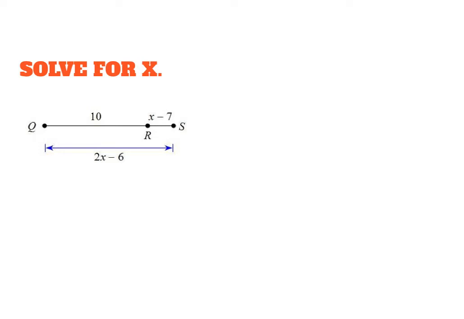So here I have that my line segment QR is 10, and then I have RS is x minus 7. I can set up an equation because I know that QR, line segment, plus RS, line segment, has to equal the entire line, has to equal QS. So this is what the segment addition would look like in terms of geometry.